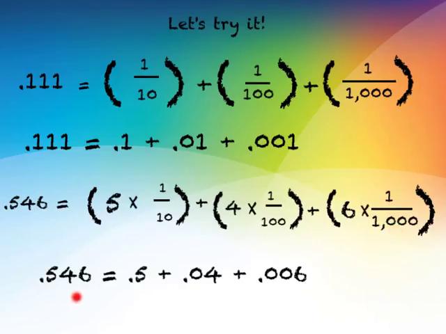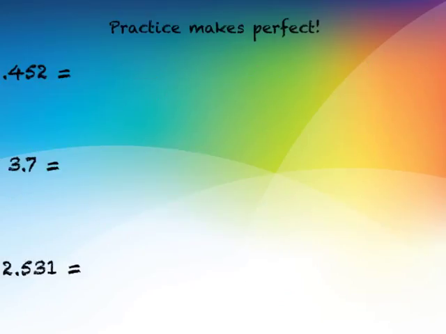Another way to write that is by multiplying these out and getting 0.546 equals 0.5 plus 0.04 plus 0.006, or 546 thousandths equals 5/10 plus 4/100ths plus 6 thousandths. Easy. I'm going to write these 3 decimals in expanded form. Then it will be your turn to practice writing 3 different decimals in expanded form.